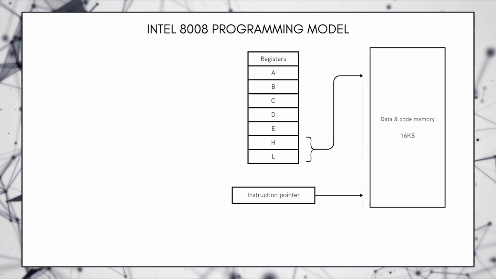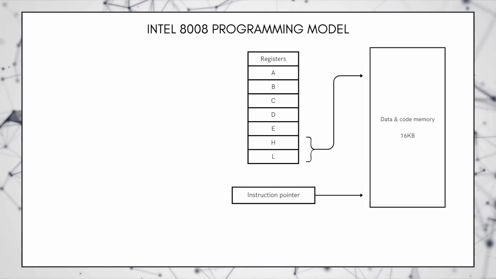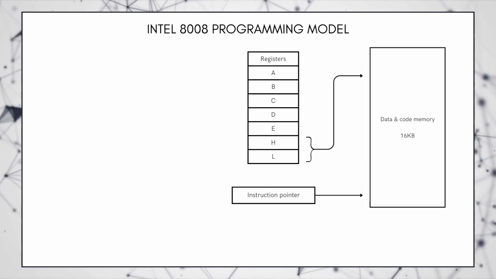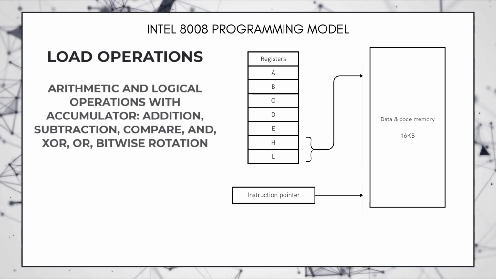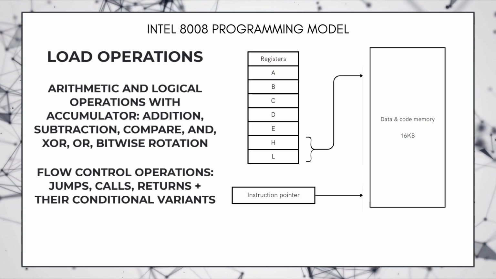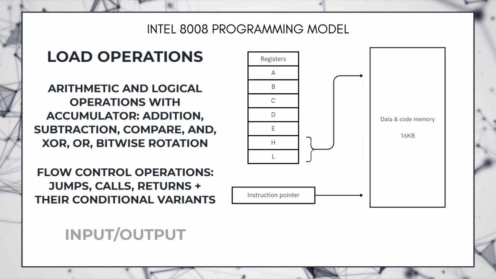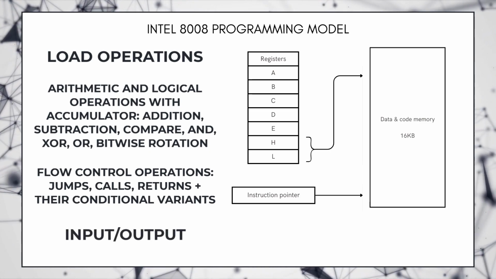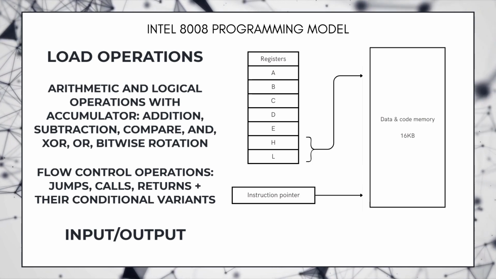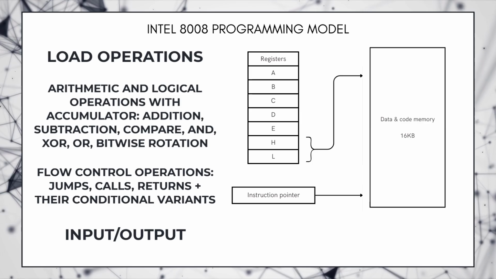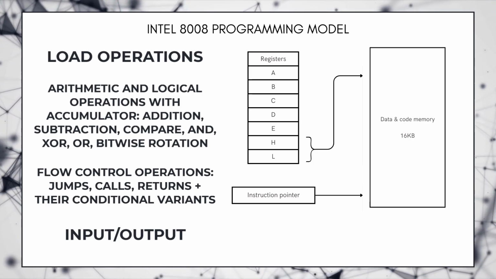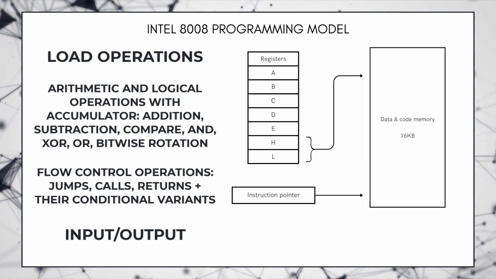If we are talking about the instruction set, it is very limited and has just a few basic groups of commands: load instructions, arithmetical and logical operations, some flow control opcodes, and a couple of input-output instructions. The first two groups of operations can work with registers, immediate values, and values from memory, which are located at the address specified by the HL register pair.